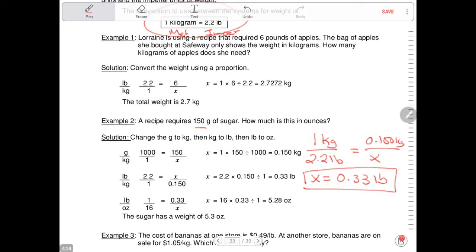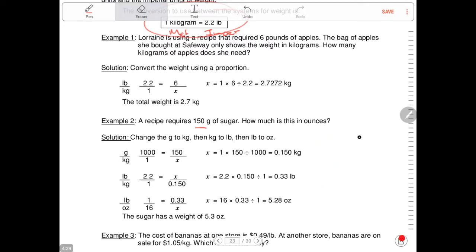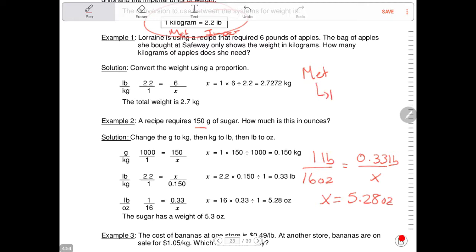This is an imperial to imperial move. So what are we going to do? This is previous knowledge as well. We know that 1 pound is 16 ounces, and we're going to say 0.33 pounds, put X right there. Finally, that's 5.28 ounces. So I hope you see the goal of this. Essentially what we did here, everyone, is we went from metric to imperial to another imperial.